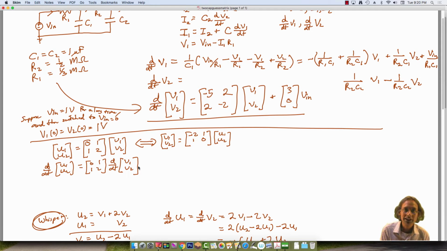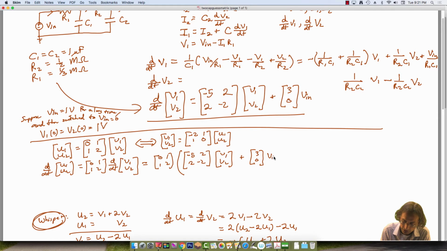Why can we do this? We can do this because taking a derivative is linear. It kind of plays nicely with things like matrix multiplications and scalar multiplications and so on. So it just commutes nicely. So this goes in and this hits v1, v2, but we know what this is. This is 0, 1, 1, 2 times, parentheses, everything here, minus 5, 2, 2, minus 2, v1, v2, plus, if you want to keep track of everything, 3, 0, v in.